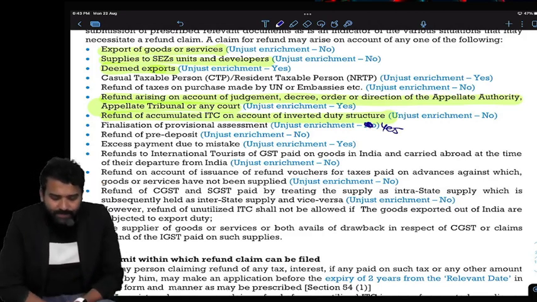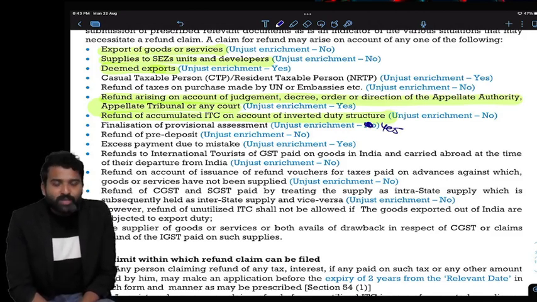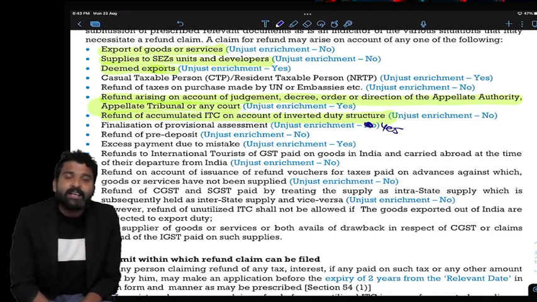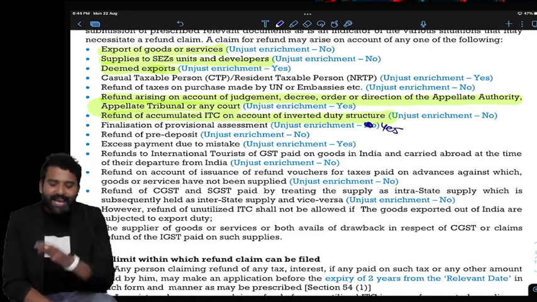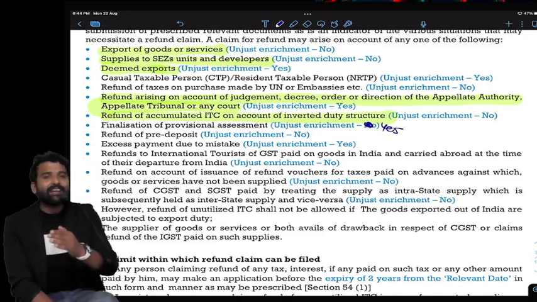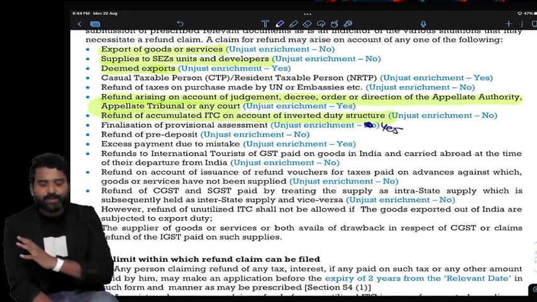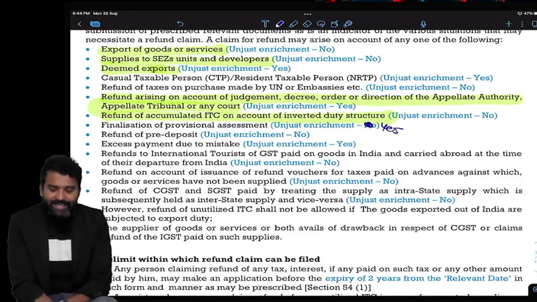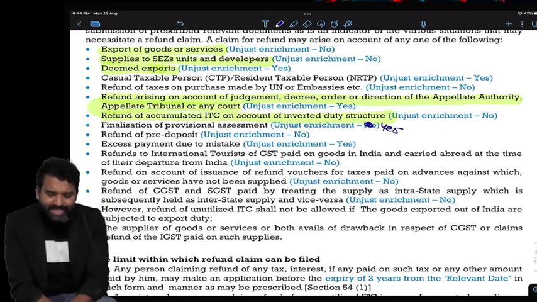Very nice. Next is refund of ITC. I have already told you that if I am exporting something under LUT or bond, I will be left with a huge amount of ITC balance. I can claim refund for that ITC. Again, in this case, principle of unjust enrichment is not required. And finally, yeah, so these are the cases.